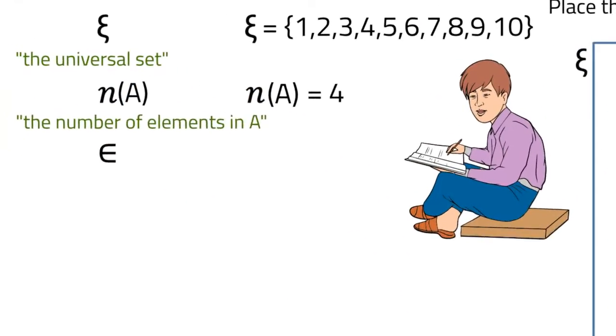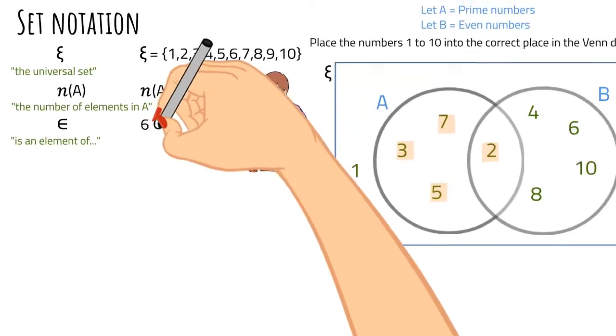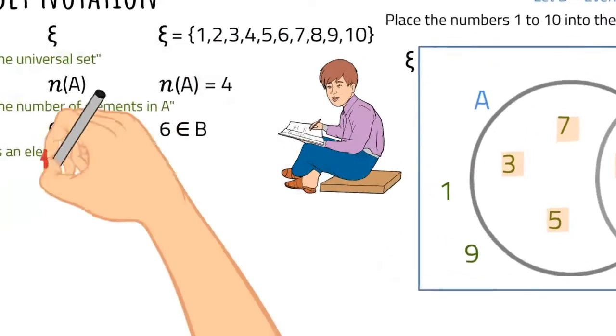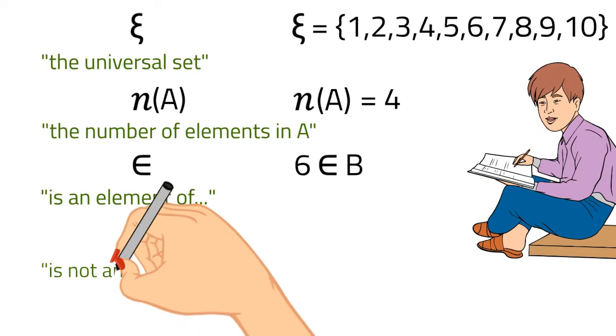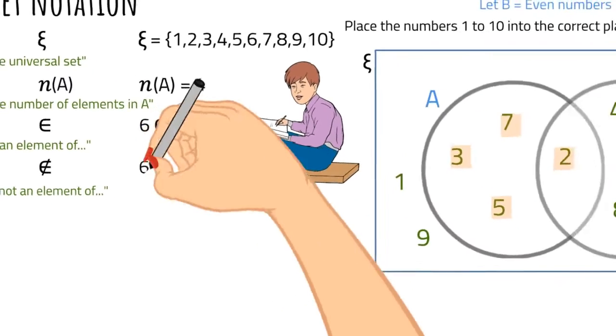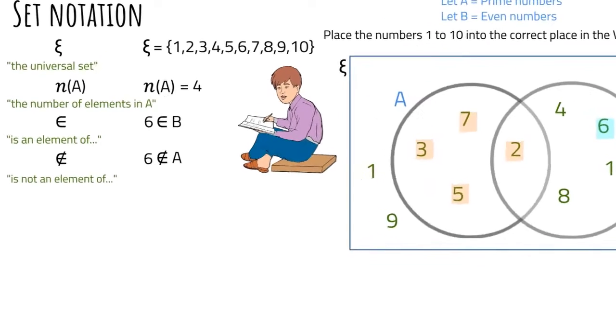Now this symbol here means "is an element of". So 6 is an element of B because 6 is within B. This symbol means "is not an element of". It looks like the element symbol, but there's a line going through it. And 6 is not an element of A because it's only in B. I would take some deep breaths here because I have a lot more for you.